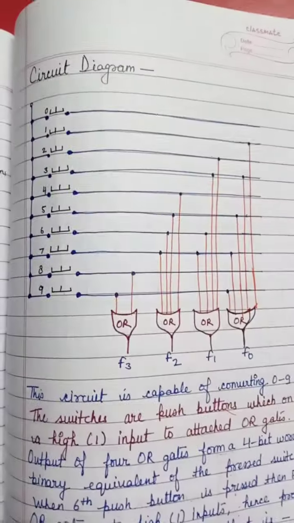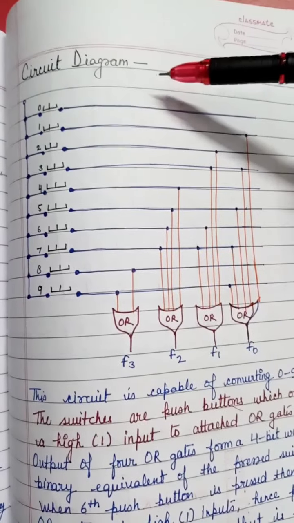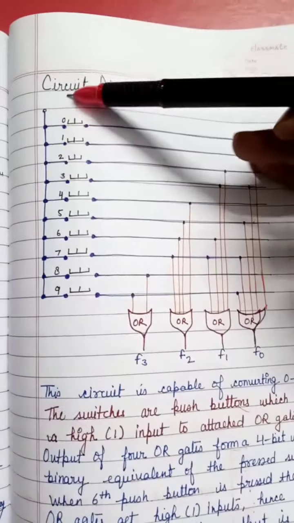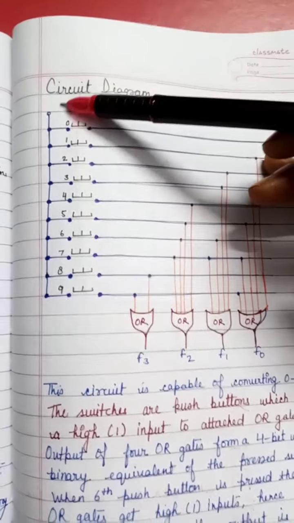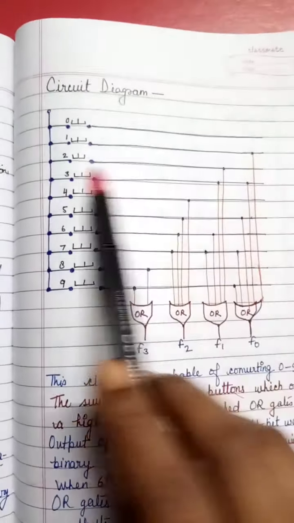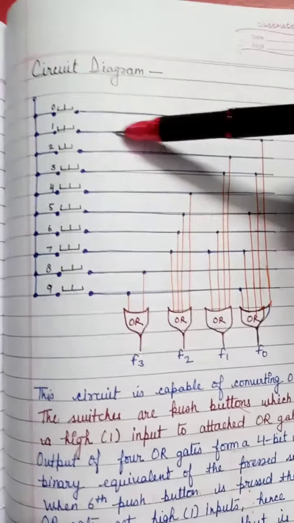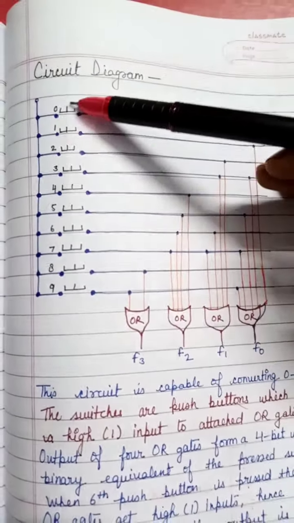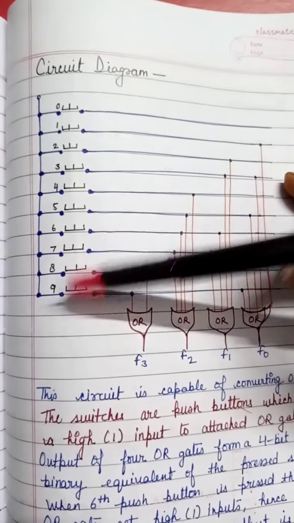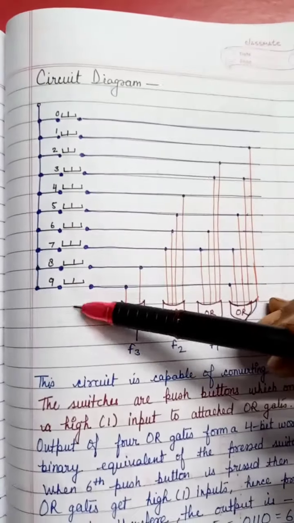Now come to the diagram. We need to convert decimal numbers to binary. So there will be 0 to 9, a total of 10 input lines like this. Just make a straight line, then 9 sleeping lines. Then number them 0, 1, 2, 3, 4, 5, 6, 7, 8, 9. These are the switches.